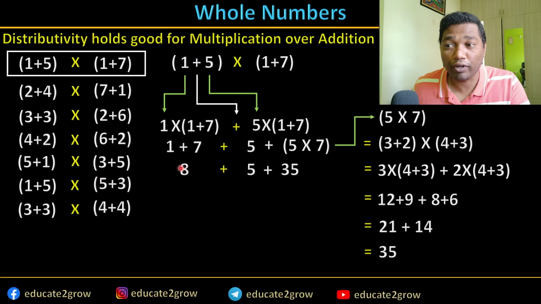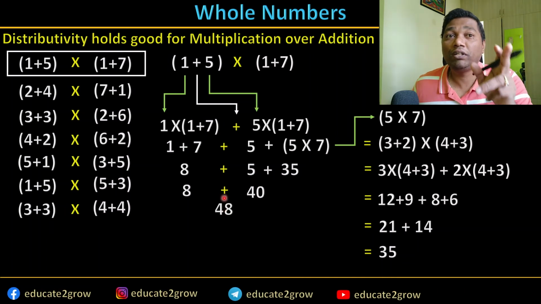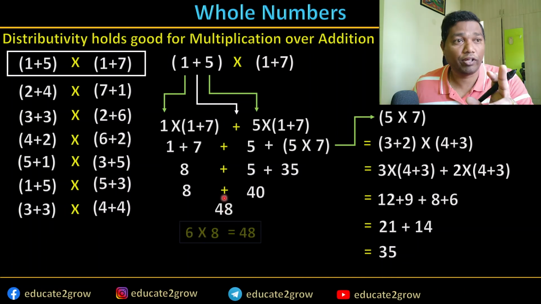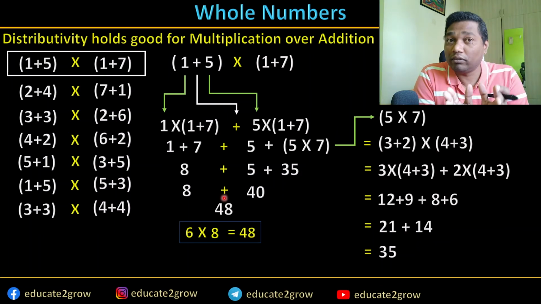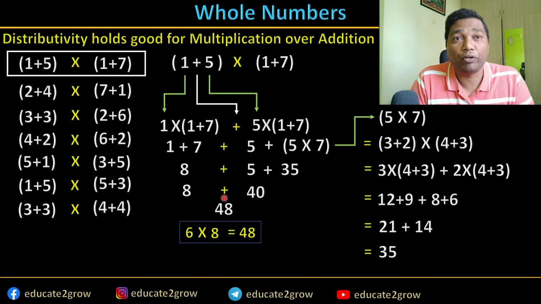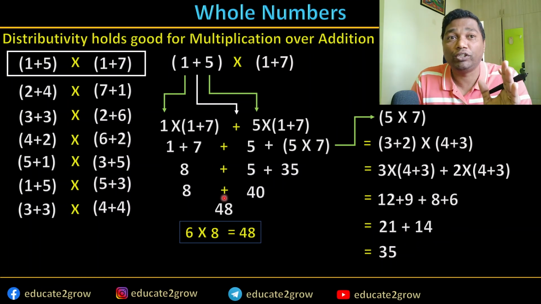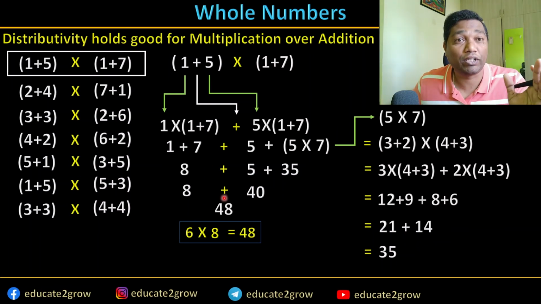7 plus 1 equal to 8, and plus the same 5 comes as it is. This answer gives 35 here, and let us see what exactly gives the result. 8 and 40, both together give 48. You see, previously we saw that 6 into 8 equal to 48. So this is how we distributed the whole numbers using the arithmetic operation, only with respect to addition. We are not going to use subtraction here.